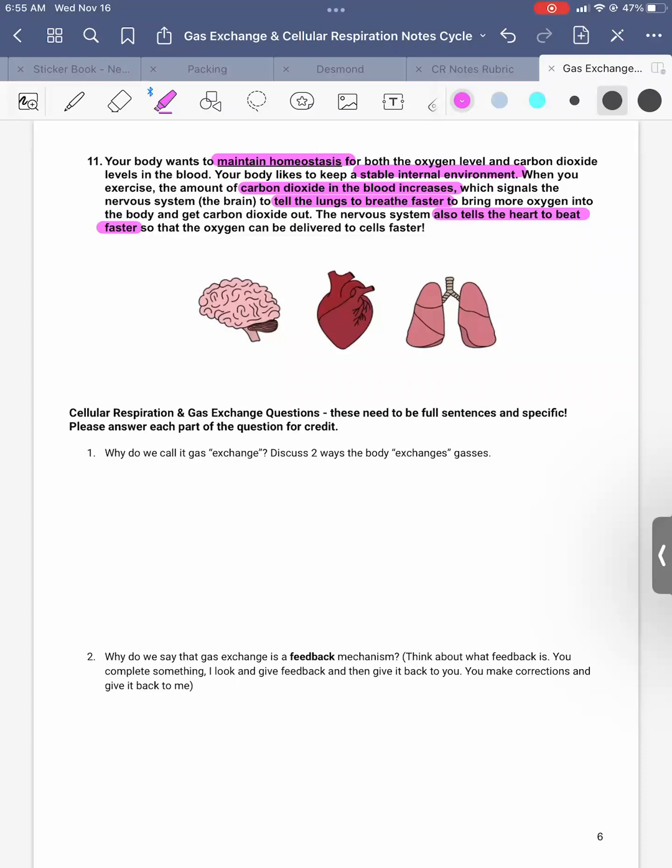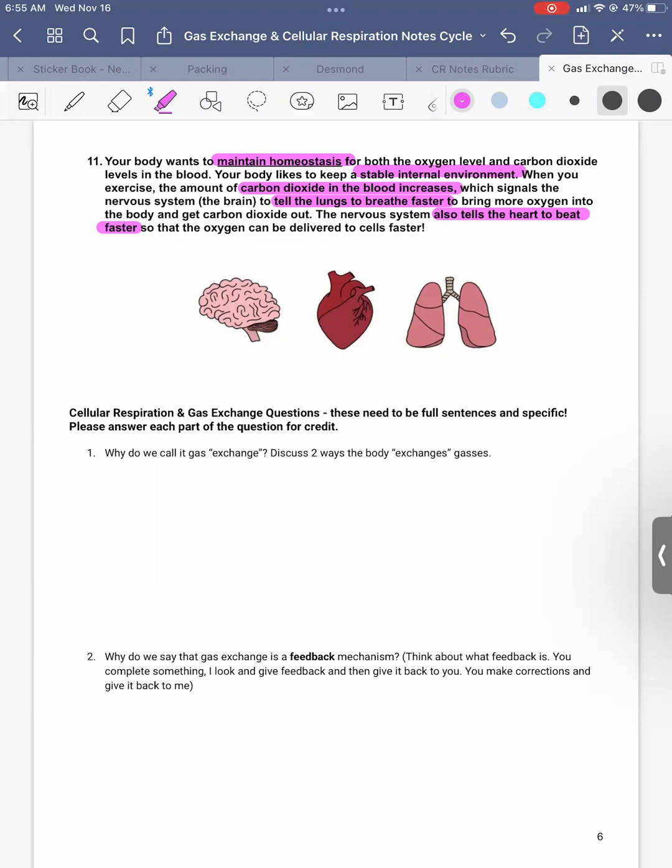So, speed up the lungs to breathe in oxygen, speed up the heart to pump that blood faster so more oxygen can get delivered quickly and more carbon dioxide can get delivered to your lungs to be breathed out. All right, that is the end.